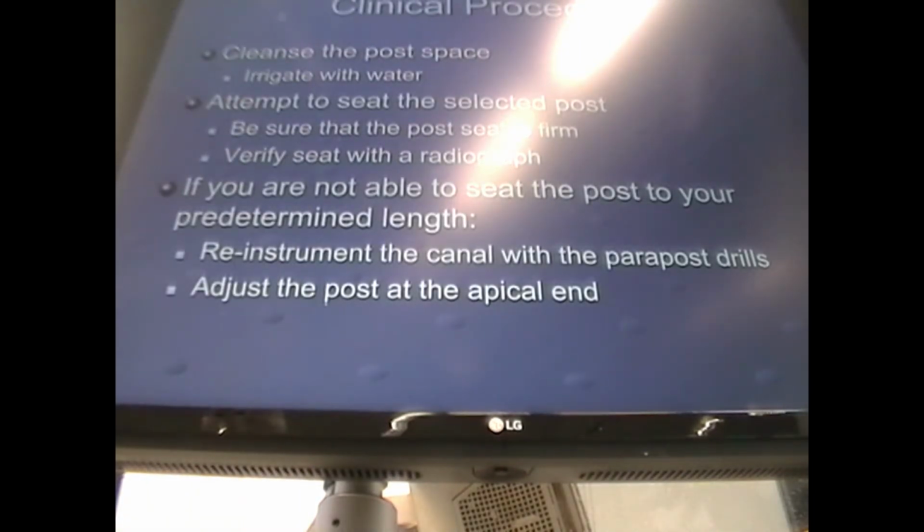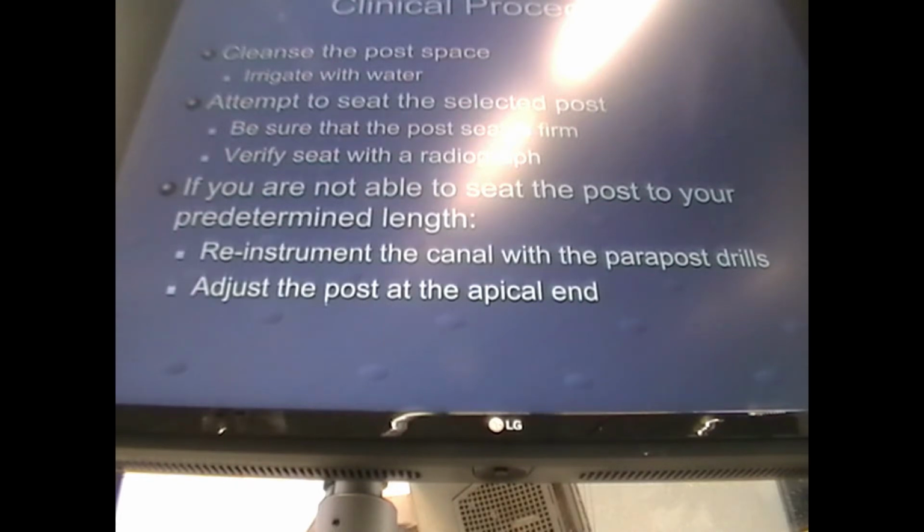Clinical procedure, cleanse the post space, irrigate with water. That'll work here. On a real patient, you use sterile saline. And attempt to seat the selected post. Make sure the post seat is firm, and you verify the seat with the radiograph.